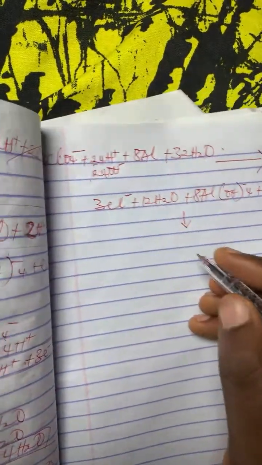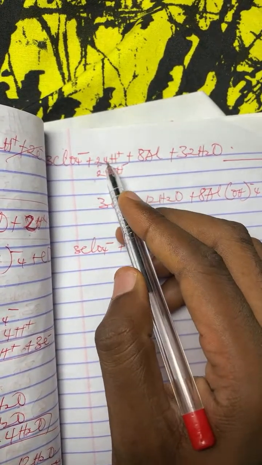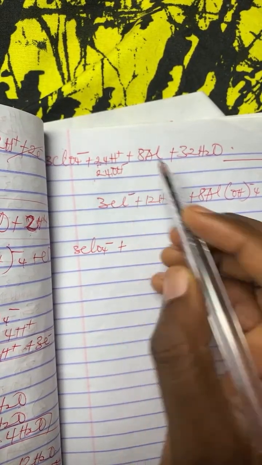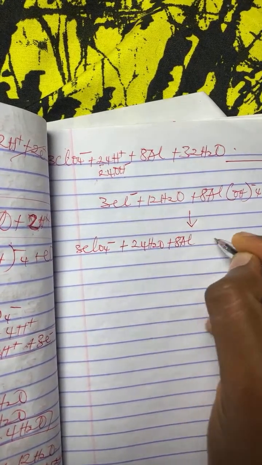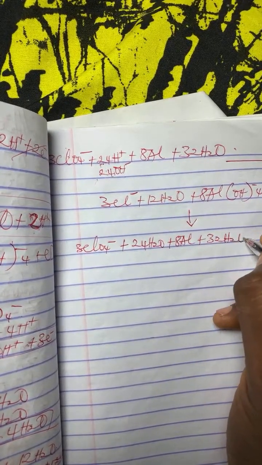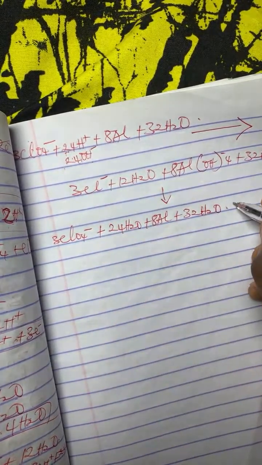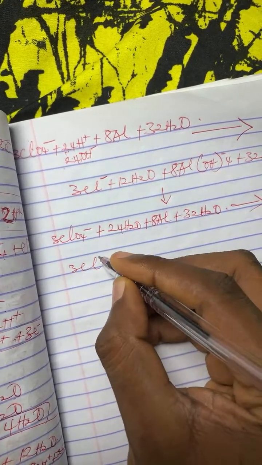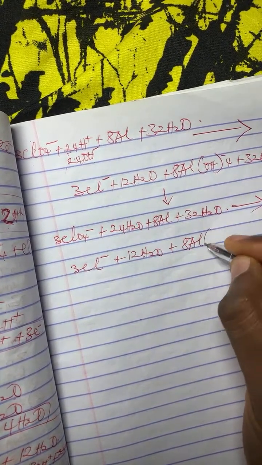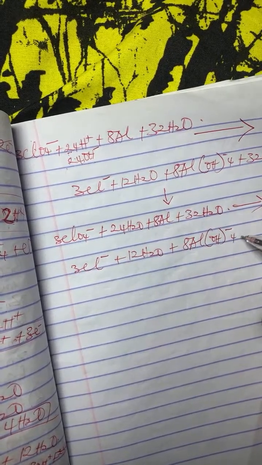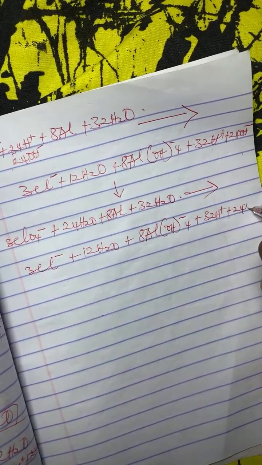At the left-hand side, I have 3ClO4 minus plus, it will no longer be 24 hydrogen, it will be hydrogen plus hydroxy is H2O, so plus 24 H2O plus 8Al plus 32 H2O. Are we there now? That's the first part of this reaction. Now the second part will be this one down here, which will give me 3Cl minus plus 12H2O plus 8Al OH minus 4 plus 32 hydrogen ion plus 24 hydroxy ion.